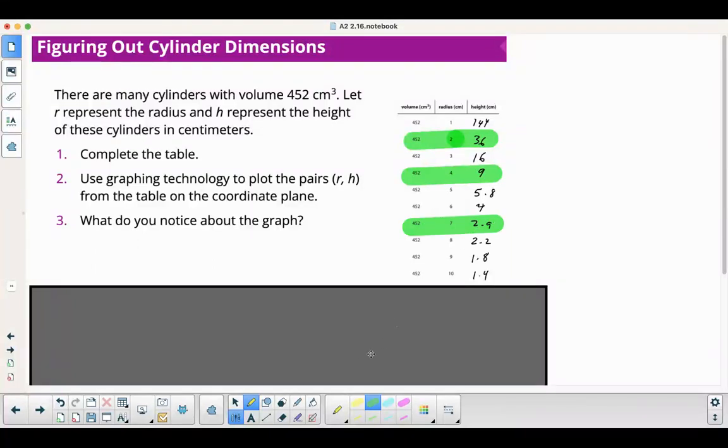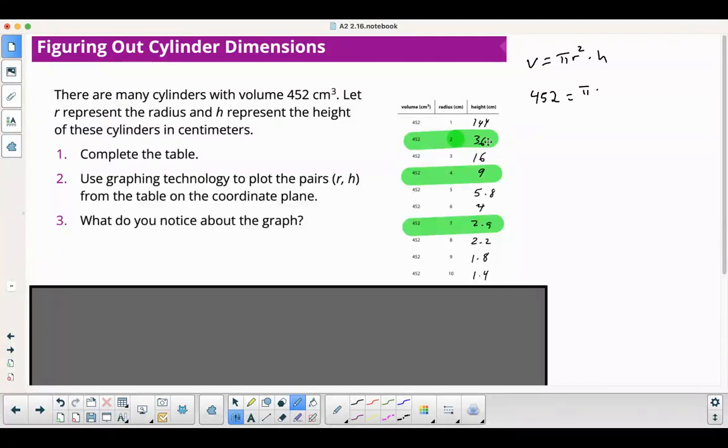Maybe right here. I'll do these three. So volume of a cylinder is going to be the area of the base, which is a circle. So pi r squared would be the area of the circle times the height. So if I know the volume is 452, I'm going to do the first one that I highlighted. It's going to be pi times radius squared.